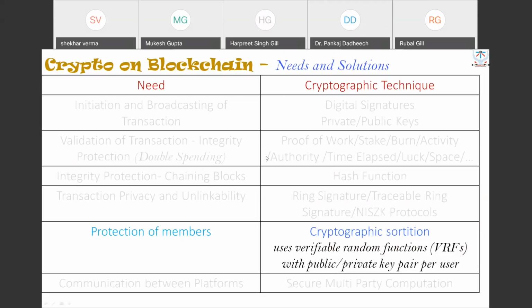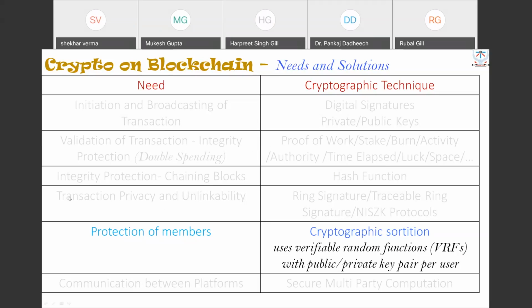Friends, I have told you so many things about how you initiate and broadcast a transaction and verify it using digital signatures, ring signature, threshold signature, blind signature. How do you check the validity of a transaction? How do you maintain the integrity of the blockchain? By using proof of work, proof of stake, which use cryptographic hash functions. How do you protect the integrity? By hash function. How do you do proof of work? That is done using a cryptographic puzzle based on hash.